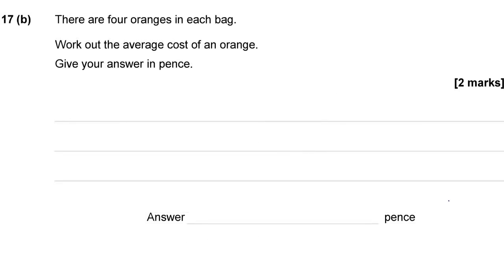17B says, there are 4 oranges in each bag. Work out the average cost of an orange. Give your answer in pence. Okay, so what is the cost of one bag? The cost of one bag is going to be when n is 1, isn't it? So when n is 1, the cost is going to be 1.8 lots of 1, which is just 1.8, or £1.80, isn't it? £1.80, I could write that down here.